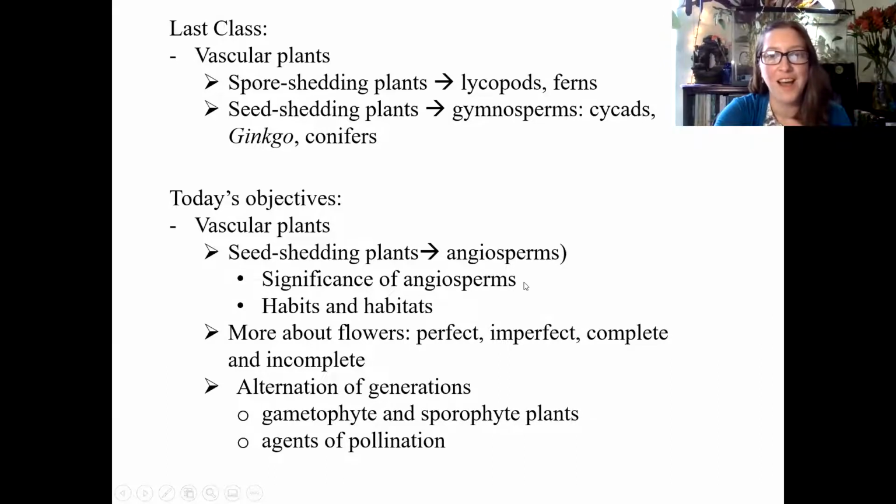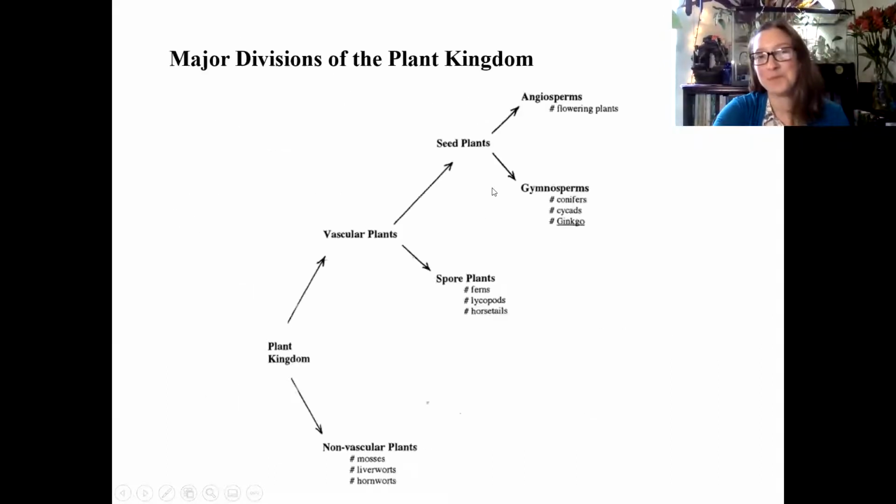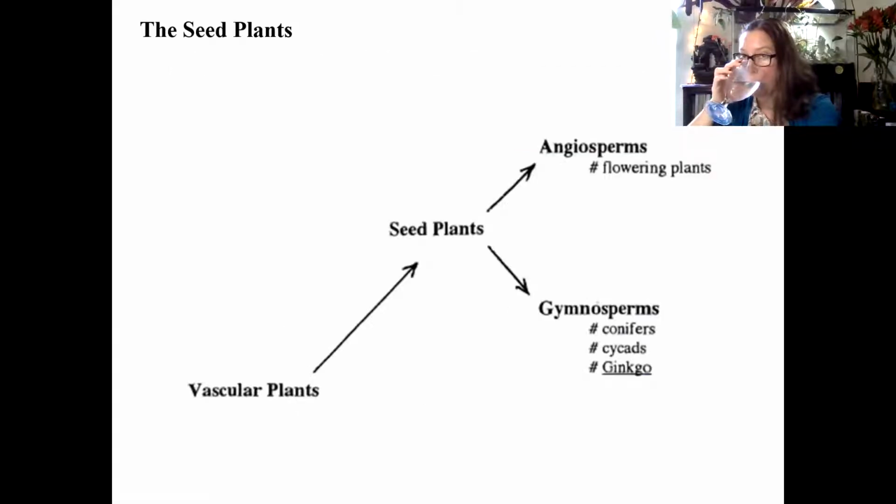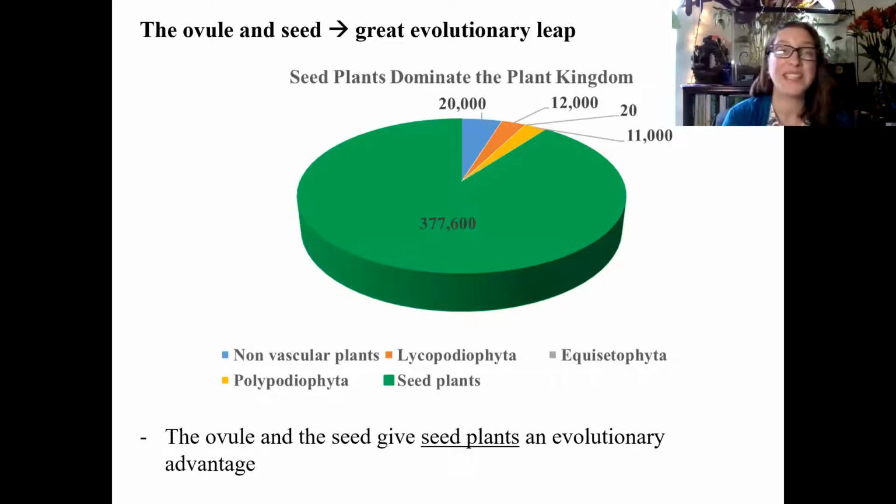Agents of pollination. Okay, so vascular plants. We have covered most of them, right? We already covered the spore shedding vascular plants. We already covered the gymnosperms, and then yay, this is our last stop at the angiosperms. Here we go, last stop. We've seen this before, that the ovule and the seed are a huge evolutionary leap in the plant world, because most plants that live on Earth have seeds. And we've seen this before in this pie chart. The green represents all of the seed plants.